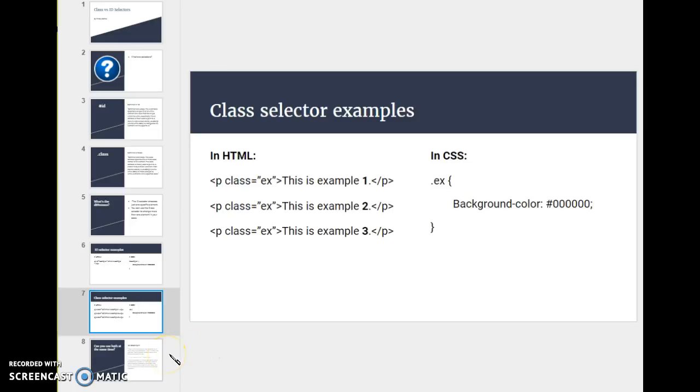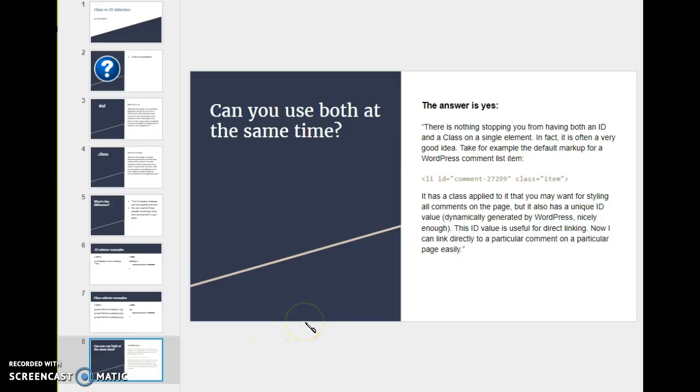Now, another question that might come up: can you use both at the same time? And the answer is yes. Over here it says, there's nothing stopping you from having both an ID and a class on a single element. In fact, it is often a very good idea. Take for example the default markup for a WordPress comment list item. It would look like this. You have a list item right here, that's a list tag. And you have an ID of comment-27299, and then you have the class, which is named item.